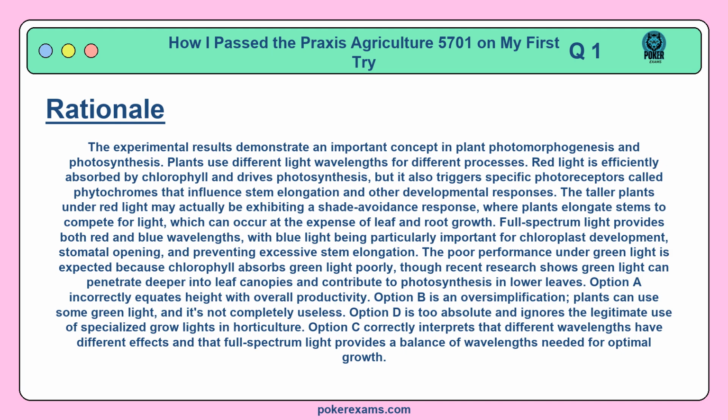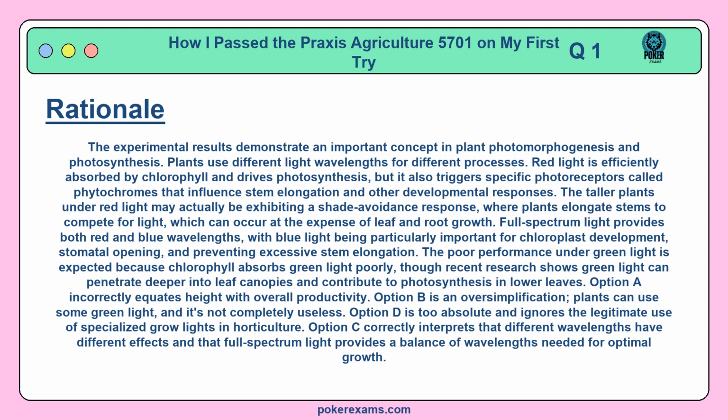Red light is efficiently absorbed by chlorophyll and drives photosynthesis, but it also triggers specific photoreceptors called phytochromes that influence stem elongation and other developmental responses. The taller plants under red light may actually be exhibiting a shade avoidance response, where plants elongate stems to compete for light, which can occur at the expense of leaf and root growth.